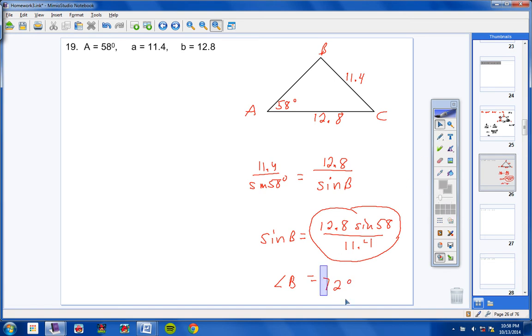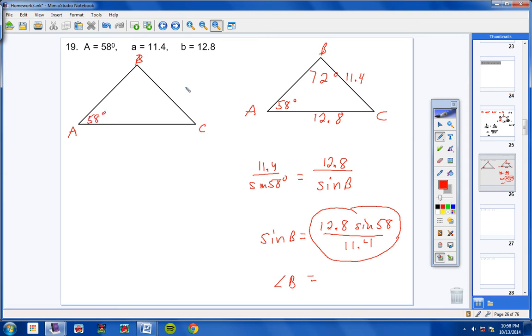Now remember what I taught you in your notes. This is where you stop, okay? This is where you stop and you check to see if there's another triangle that exists, okay? And there could be. Let's quickly find out, okay? So we're going to draw another triangle over here. And we're going to label it ABC like the other triangle. Okay, and they gave us 58 degrees was the original, and 11.4 was the original, and 12.8, okay?